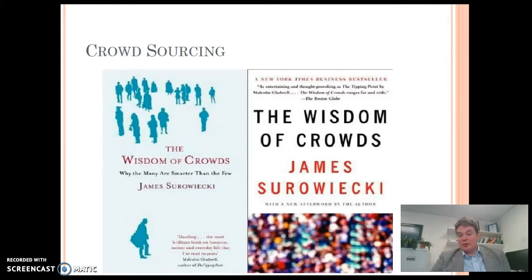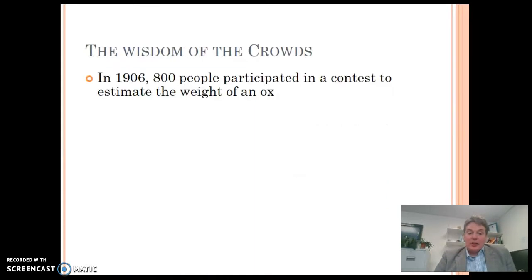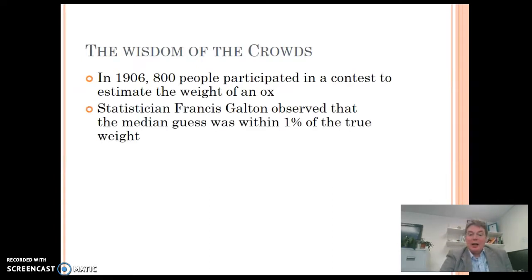So James Surowiecki wrote this book about the wisdom of the crowds, and that was kind of based on an anecdote where 800 people at a fair in England had to guess the weight of an ox. The median guess was true within 1%. So when we got the actual median performance and statistical analysis of all the guesses, the crowd were actually able to guess the weight of the ox within 1%.